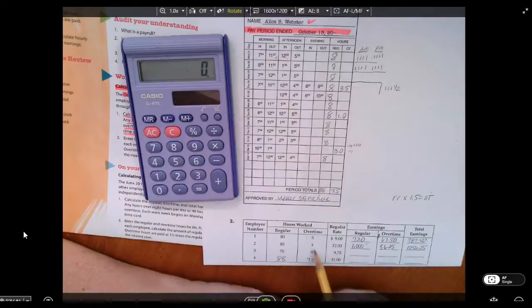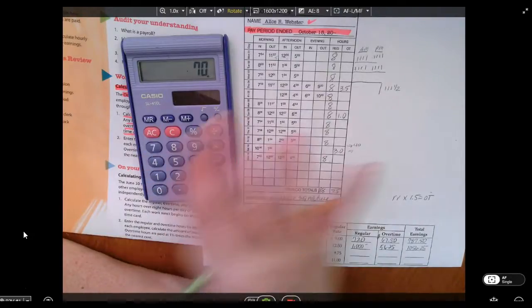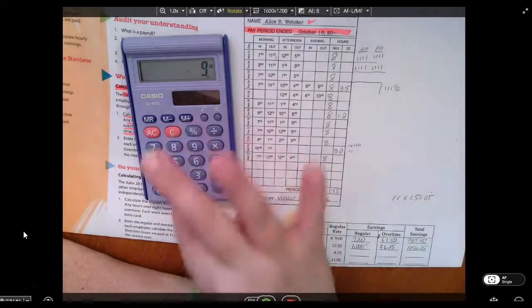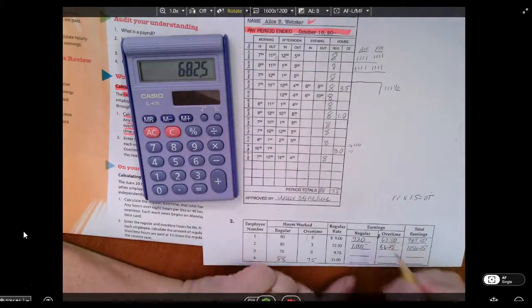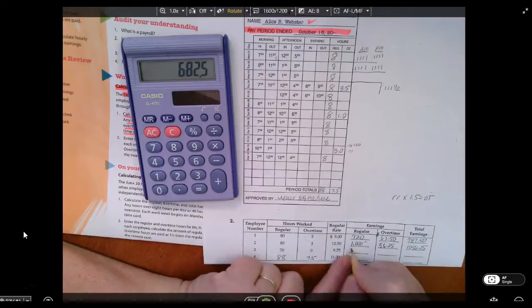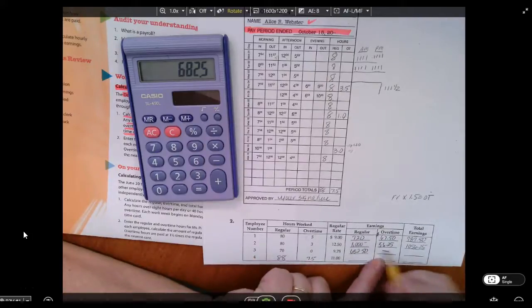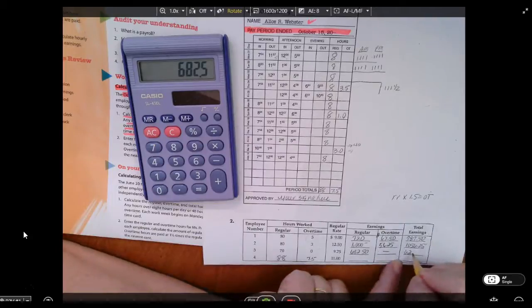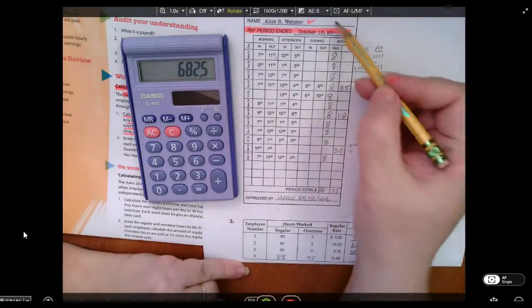Let's look at the next one. 70 hours. Did he work any overtime at all? No, he did not. So we do 70 hours times 9.75 gives you $682.50. No overtime. There's the line to show that at least we know what we're doing. $682.50. Final.